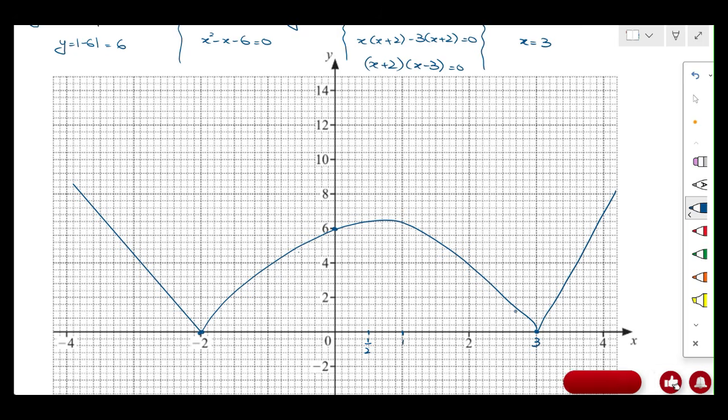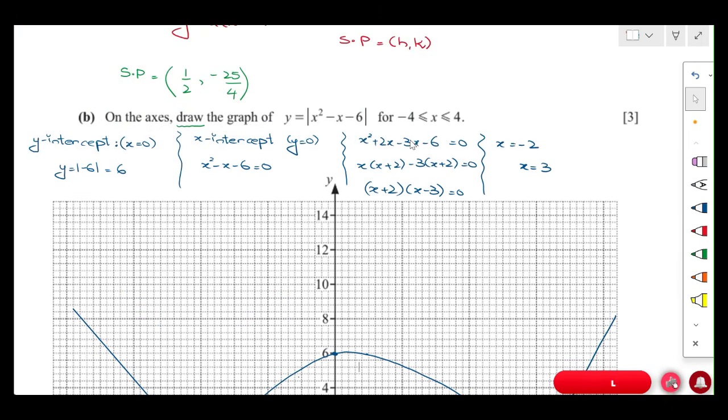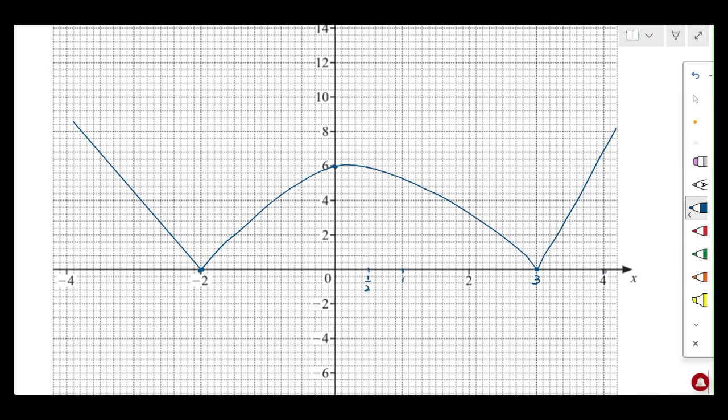I drew it in a more accurate way. So these two straight lines are basically for the absolute function. These two are the x-intercepts. This is the y-intercept, and we have a turning point. So let's say here we have a turning point. This is how we have to draw the graph for this absolute function from negative 4 till positive 4.